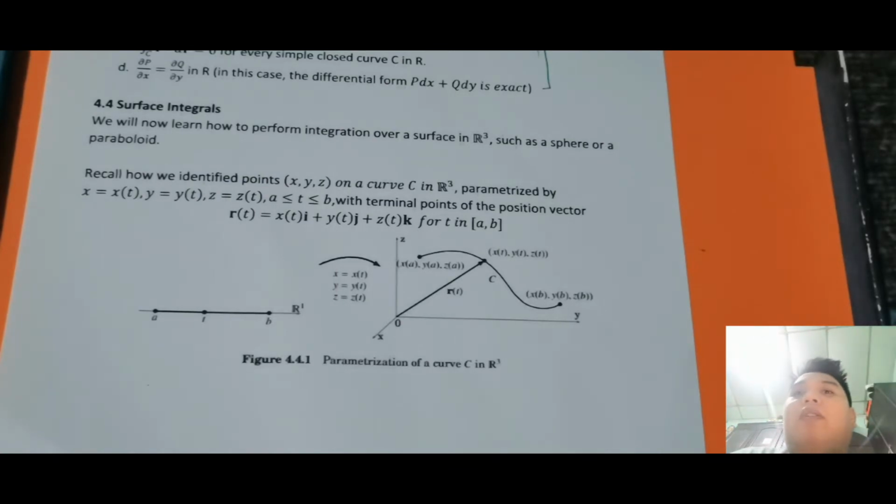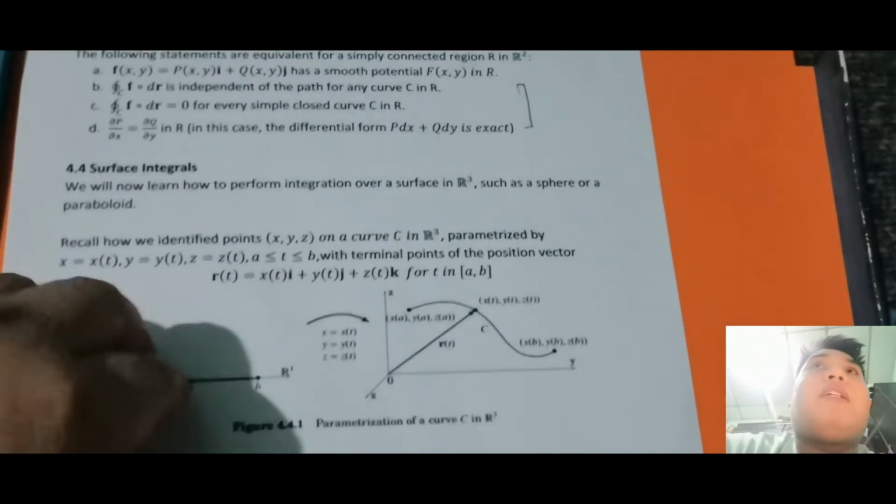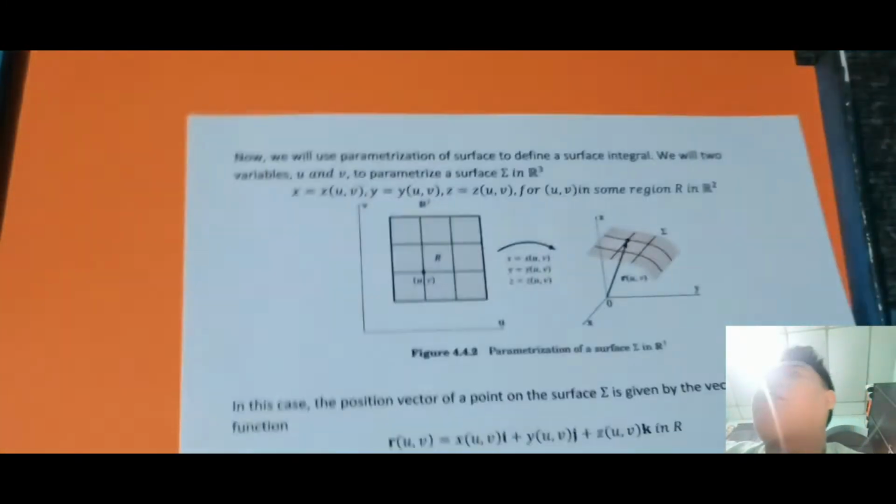Ngayon, paano naman kung parameterization sa surface? Ano naman yung gagawin? Imagine niyo yung pinaparameterize natin, single variable lang siya actually. May x, y, z, ginagawa natin siyang single variable in terms of t. Ganun yung nangyayari. So now, what if tayo ay nag-parameterize pagdating na sa ating surface?